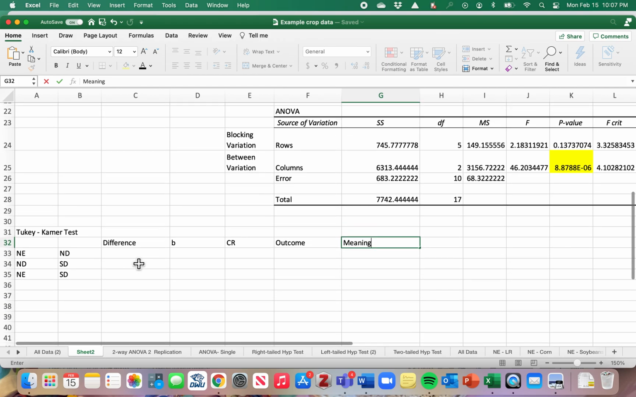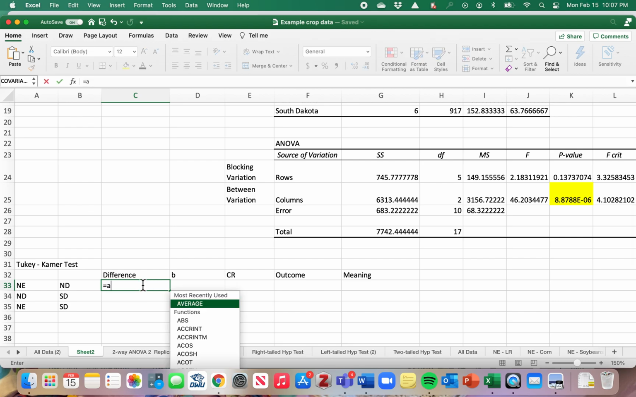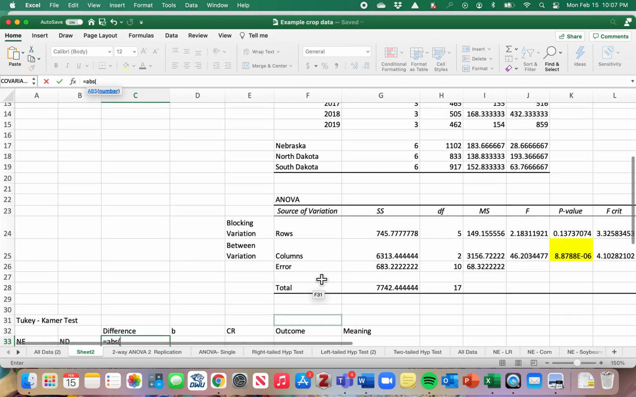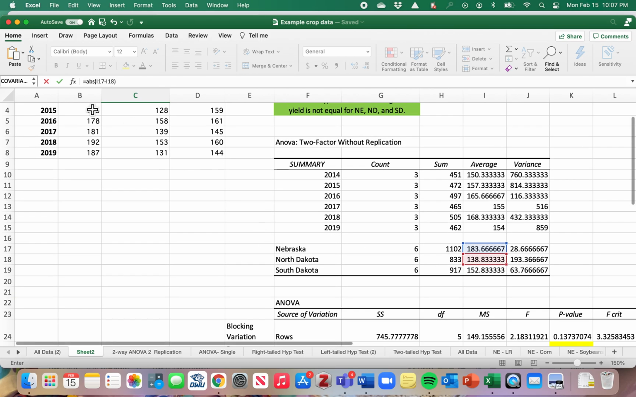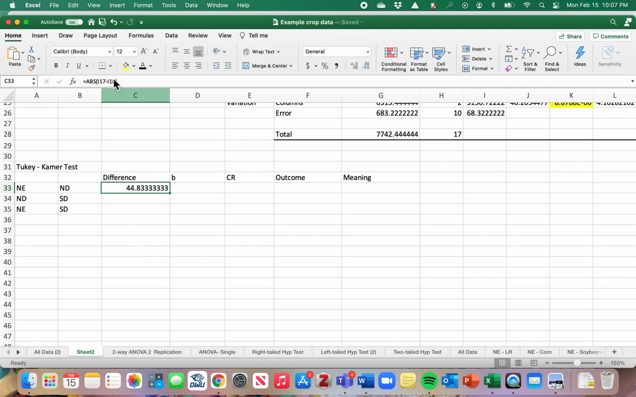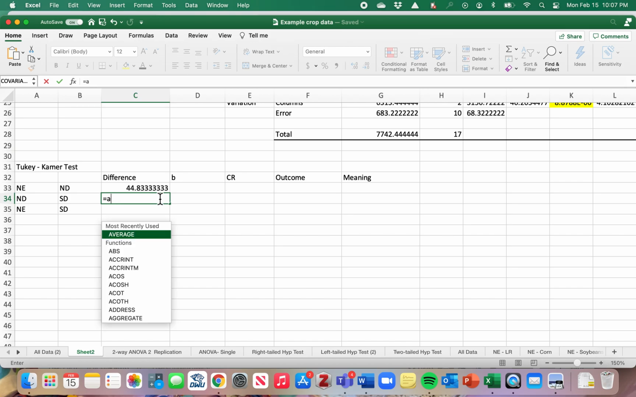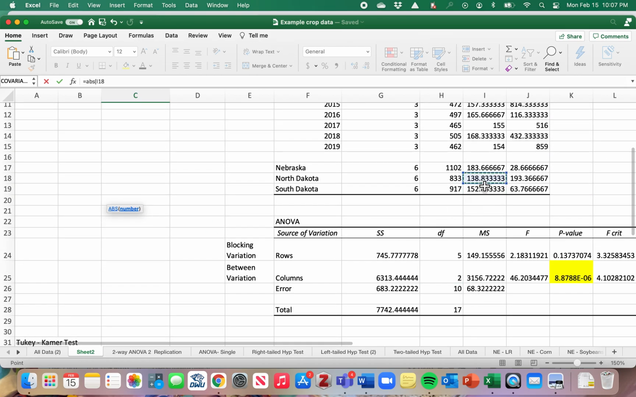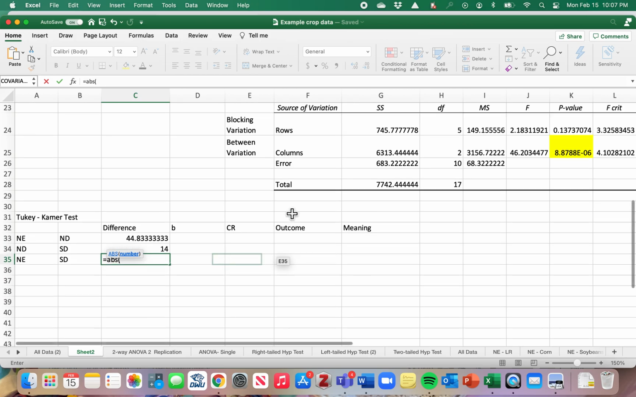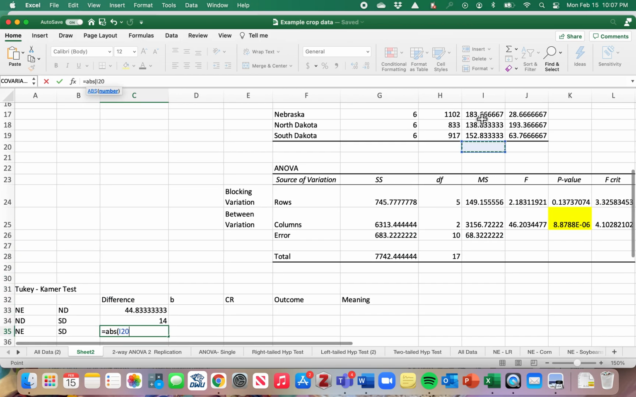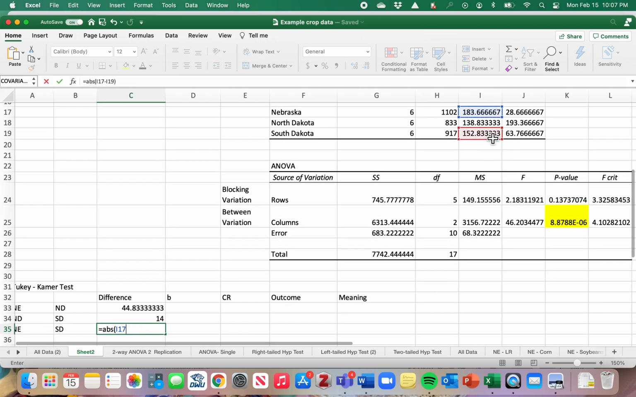So, all right, let's start with our difference. We need to find equals the absolute value of the difference in our means from Nebraska. Here's my average, so there's Nebraska, minus North Dakota. And we can close that and hit enter. So I-17 minus I-18. We're going to do the same thing for North Dakota and South Dakota, so equals the absolute difference between North Dakota and South Dakota. Subtract, you can see I'm doing that up here. Enter. And then our final one is the absolute difference between Nebraska and South Dakota. I-17 minus I-19.